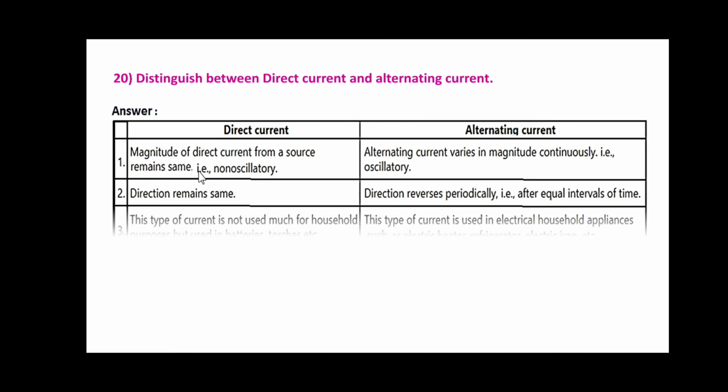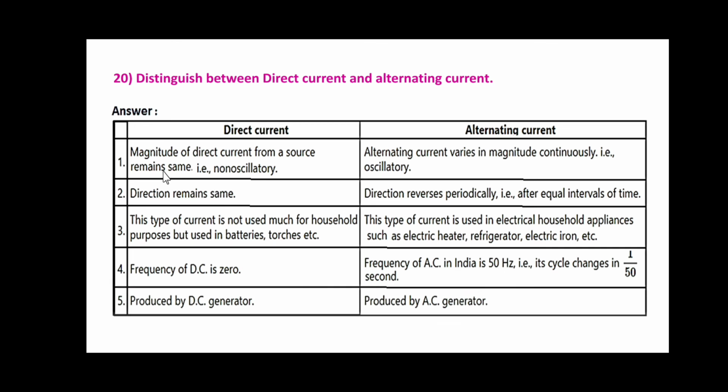Direct current and alternating current, two columns. So first difference is magnitude: the direct current from a source remains same, that is non-oscillatory. Alternating current varies in magnitude continuously, that is oscillatory. Direction of direct current remains same. Direction of alternating current reverses periodically, that is after equal intervals of time.